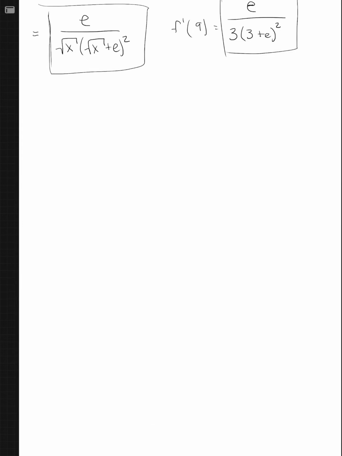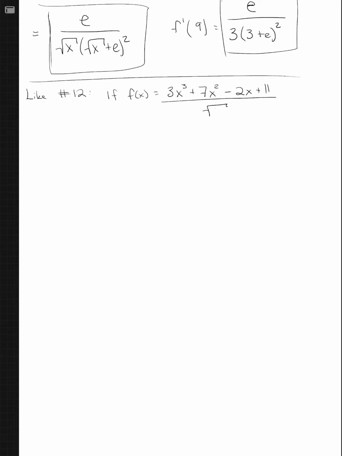Alrighty. So the last one from the homework is the very last one on the homework. And it says if f of x equals 3x cubed plus 7x squared minus 2x plus 11 divided by square root of x, then find f prime of x and f prime of 1.